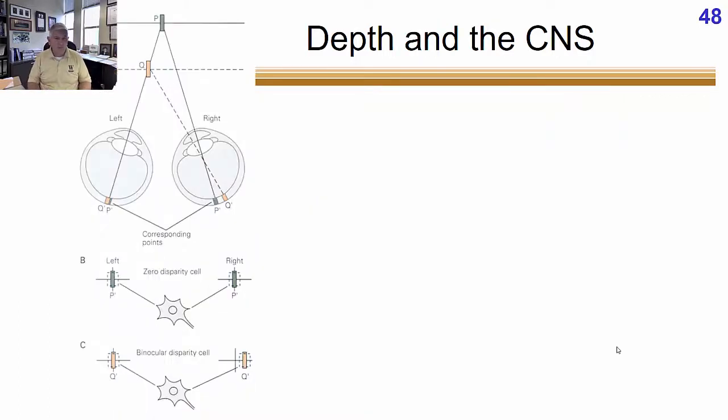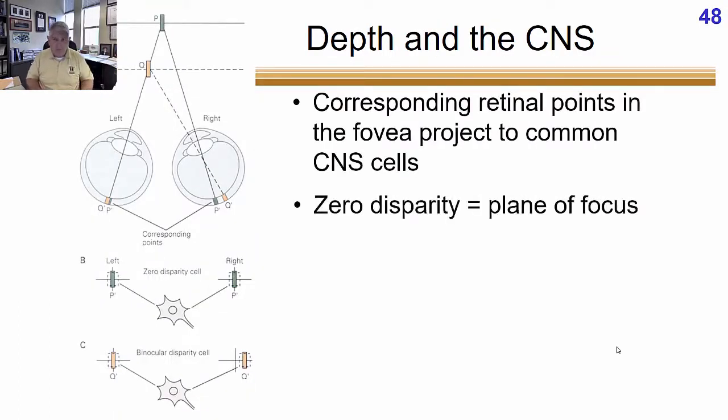There's another example of that. Again, the P is in the plane of zero disparity, so it's falling on corresponding points, whereas the Q on the left side is lined up with the P, but is falling on the Q on the right. So these are non-corresponding or disparity cells.